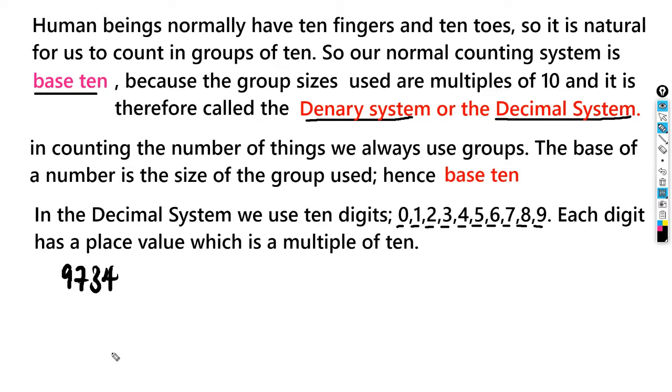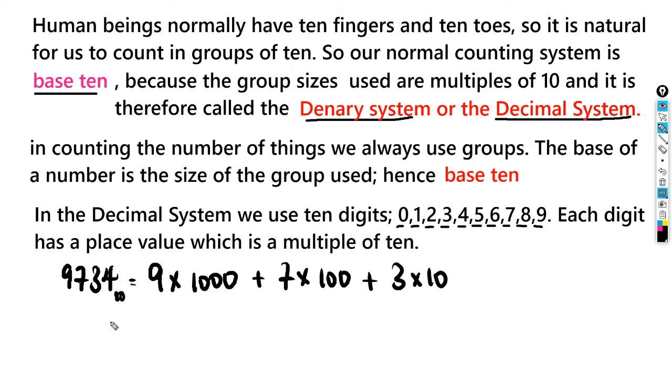So let's look at this number 9,734, and the base is base 10. What we're going to do here is write it out as multiples of 10. The first one would be 9 times 1,000, which is 9,000. Then the second one would be 7 times 100, because that would be hundreds, 700. Then the next one would be 3 times 10, and then the next one would be 4 times 10 to the 0, where 10 to the 0 is equal to 1.